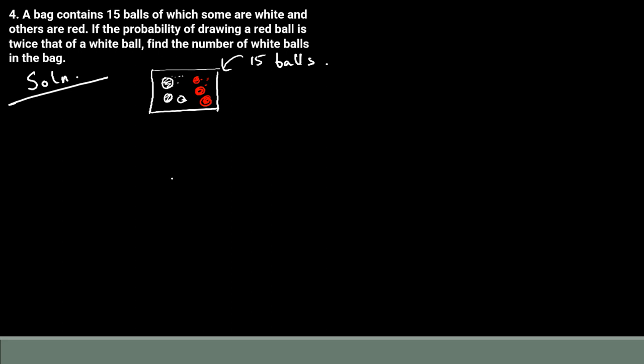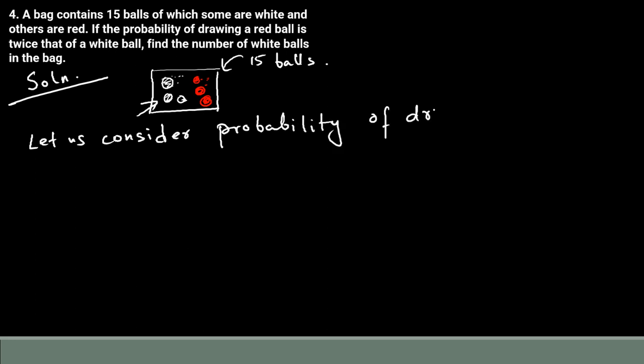So now they have asked, if the probability of drawing a red ball is twice that of a white ball, find the number of white balls in the bag. They want you to find the number of white balls. So first let us consider the probability of drawing a white ball be X, let's say. If probability of drawing a white ball is X, what is the probability of drawing a red ball? It is said in the question only.